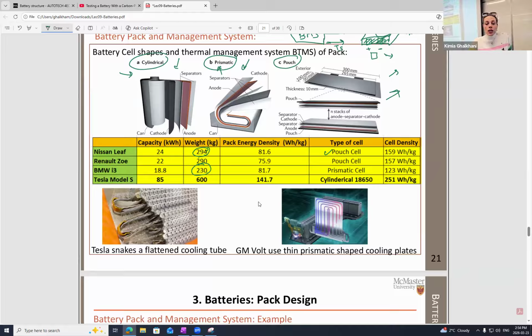And then another one, which is Tesla, fully electric. We need them to be cylindrical here. Since we have a fully electric vehicle, we need too many cells. Therefore, this is a good choice in order to have a little bit less volume. And then the capacity is 85 kilowatts. And of course, here you can see the cell density is higher than every other example in this table, 251 watts per kilogram. So these are some examples.